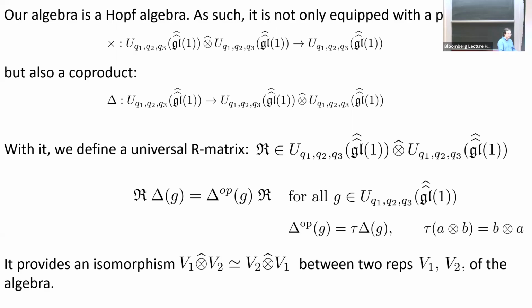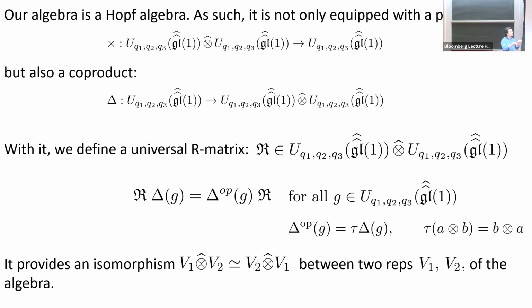So what is an R matrix? Well, it's something that provides an isomorphism between two representations of the algebra. You can think of your quantum group as a quasi-triangular Hopf algebra. What is that? Well, we're dealing with something called a braided tensor category, if you want. And one of the axioms of the braided tensor category is that it needs to have some commutativity axiom.